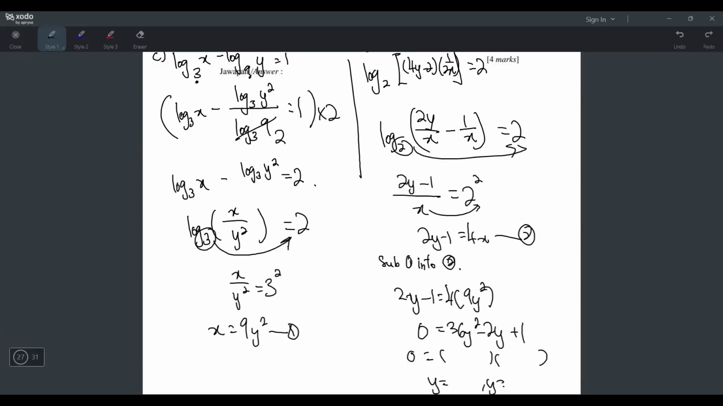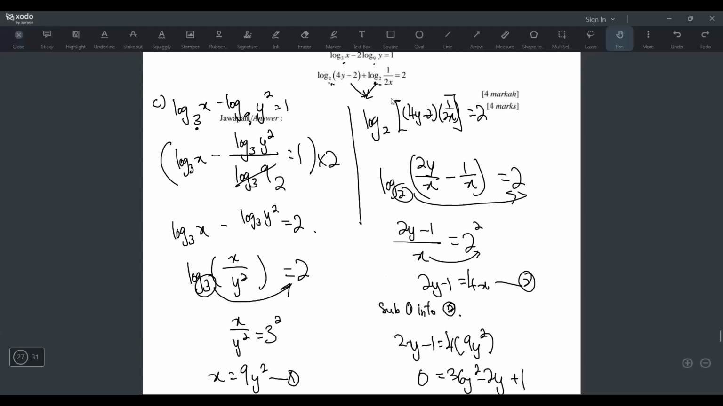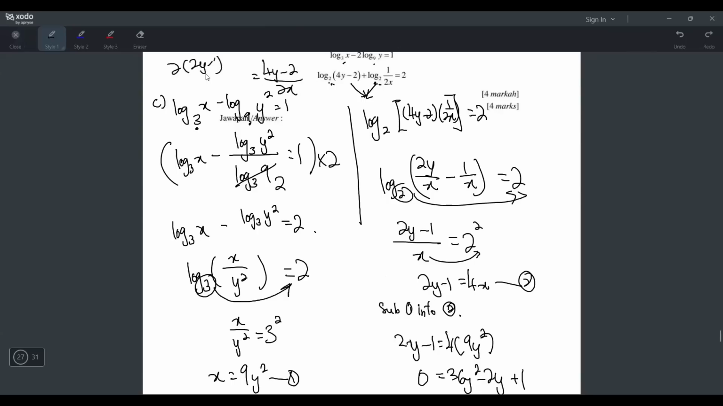Okay, let's press calculator. So what's the A? 36, the B negative 2, the C 1. It gives me an imaginary answer. So that means I did something wrong here. 4y minus 2 over 2x. If I take out 2, it's 2y minus 1 over 2x, right? Cut. So 2y minus 1 over x. So this one is correct already. 2 power 2 is 4.